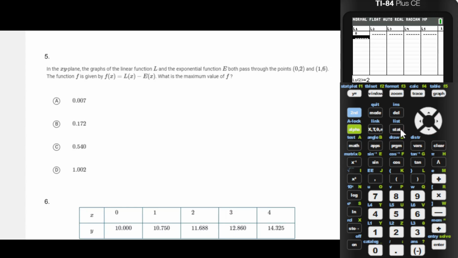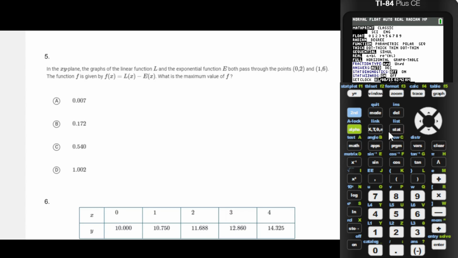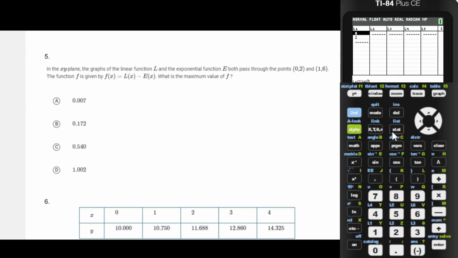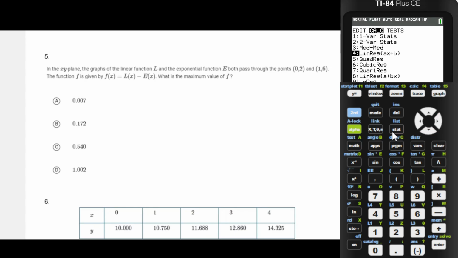We're going to edit the lists. 0 and 1 are my input values that correspond to 2 and 6 as output values. We could pretty easily figure out the linear equation or the exponential equation algebraically, but this clearly allows the use of a calculator, so I might as well do it. Did I actually store that? Okay, I did. So now I'm going to go back, stat, calculate an exponential regression, except I'm going to store that one into y2.